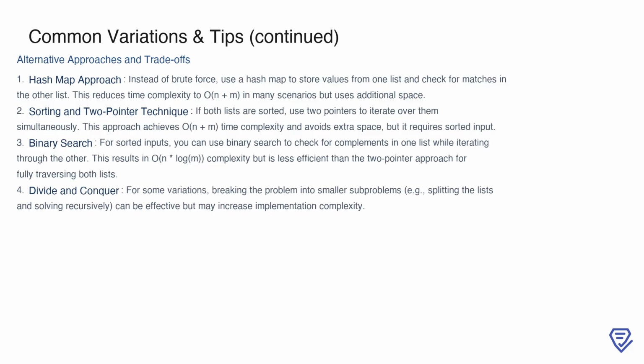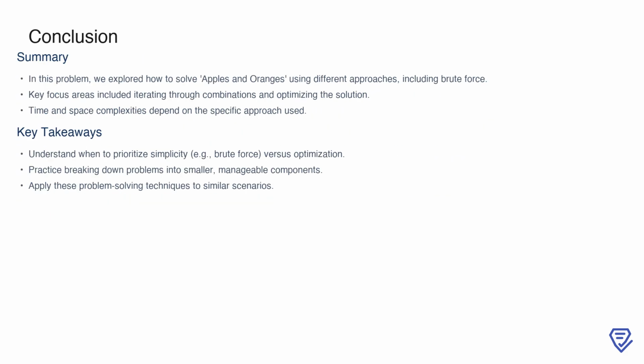Another technique for sorted inputs is binary search, where you iterate through one list while using binary search in the other. This results in a time complexity of O(n * log m), which can be effective in certain scenarios, though it's usually less efficient than the two-pointer method for fully traversing both lists. Finally, for some variations of the problem, divide and conquer can be a powerful approach. By breaking the problem into smaller subproblems and solving them recursively, you might uncover elegant solutions, though this often comes at the cost of increased implementation complexity. Each of these approaches has its strengths and weaknesses, so understanding the trade-offs is key to selecting the right one for your specific problem.